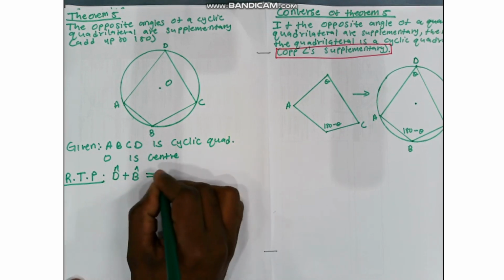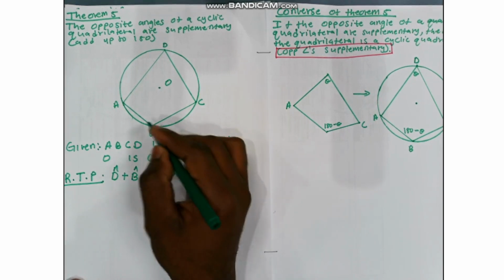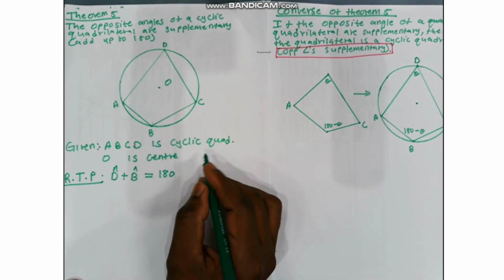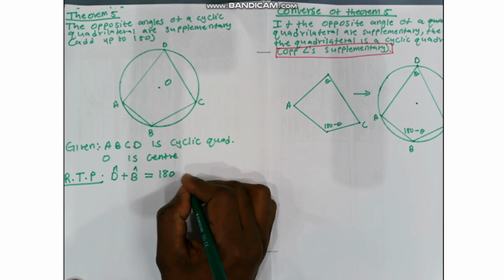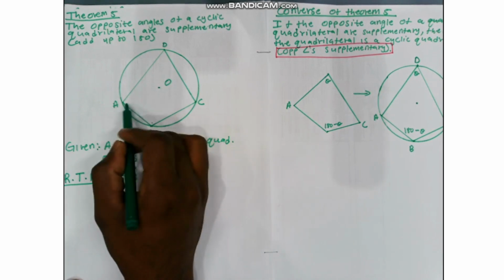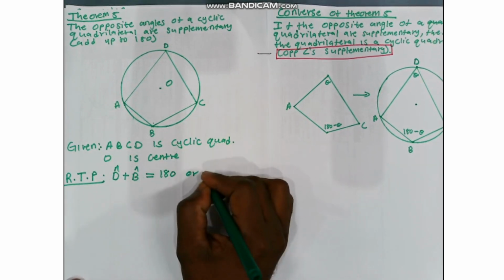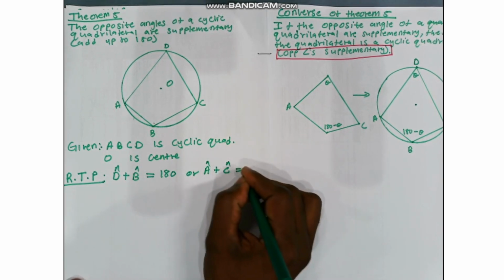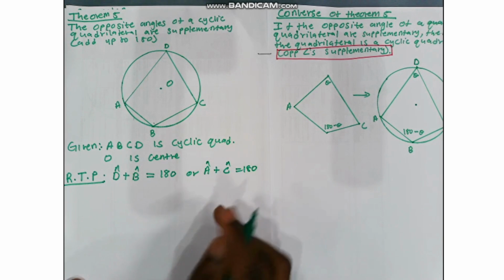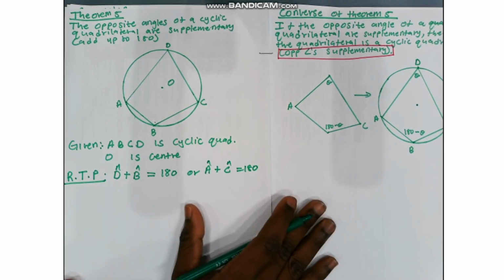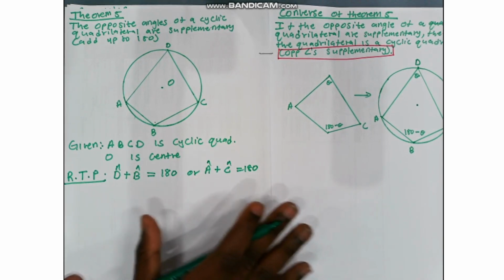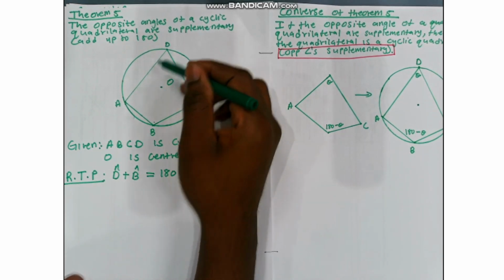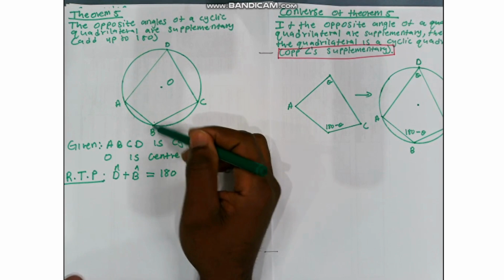give us 180. This plus this gives 180. Or you can prove that this plus this, A plus C, gives you 180. It's going to depend on you which one you are going to use, but in this case we are going to prove that D and B give us 180.